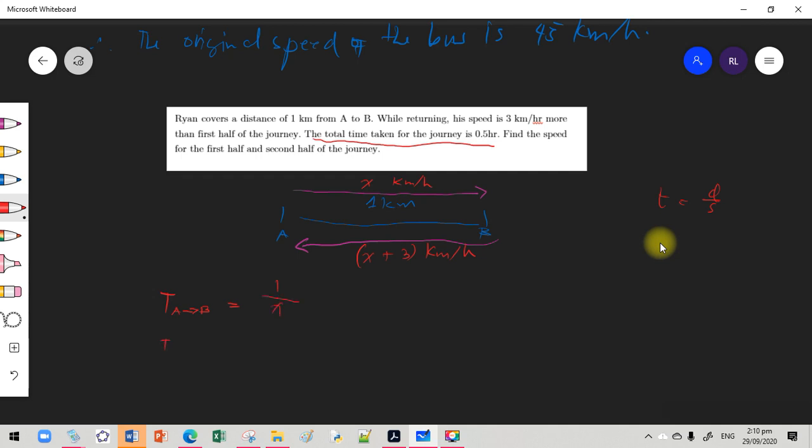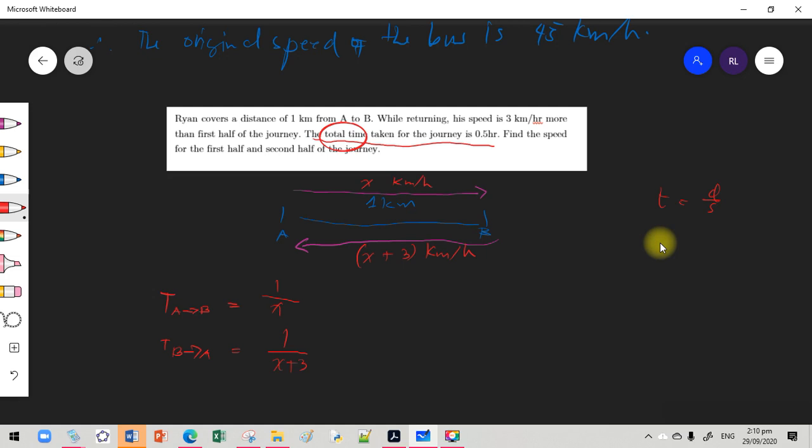The time from B to A, the same distance, but the speed is 3 kilometers per hour more. So that's x plus 3. The total time, meaning if we add all of this time, takes half an hour.